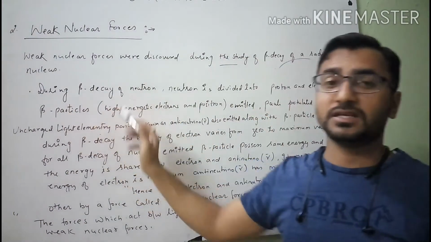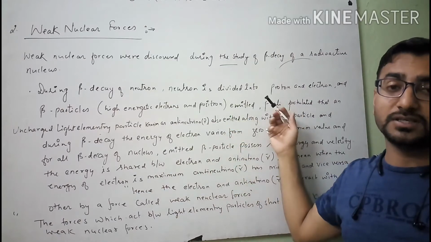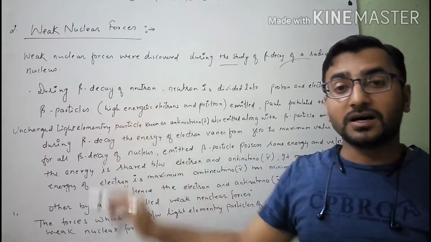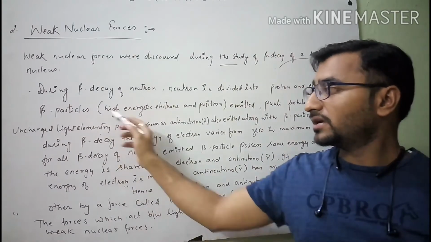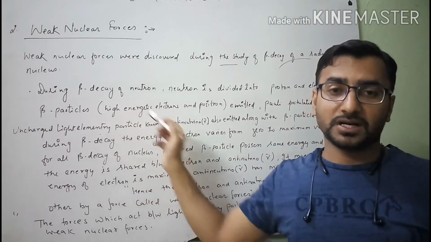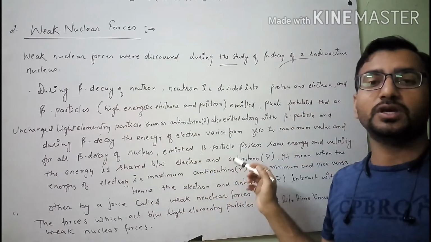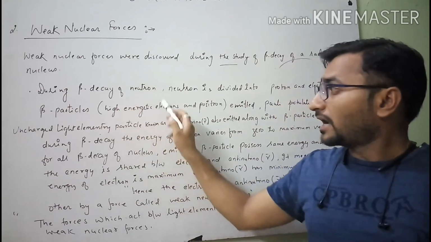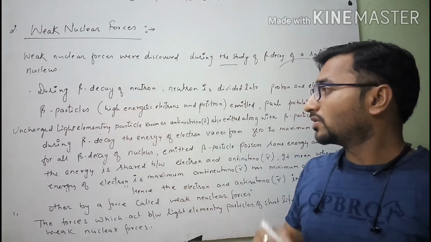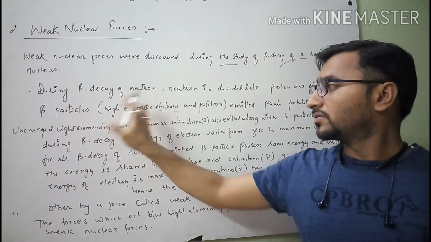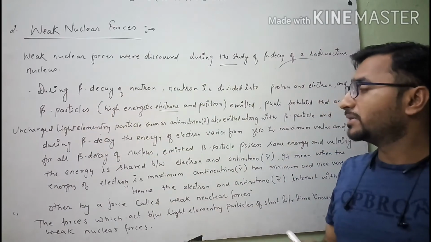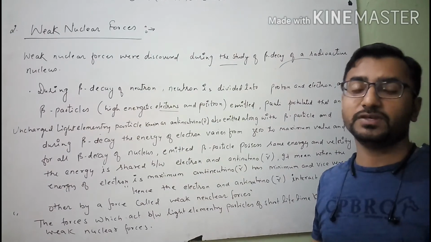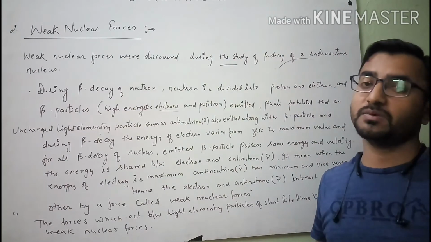When the beta particle is emitted from the nucleus, Pauli postulated that along with this beta particle, an uncharged light elementary particle, which is called the antineutrino, is also emitted from the nucleus. And the high energetic electrons, which are the beta particles emitted from the nucleus, have energy that varies from 0 to a maximum value.